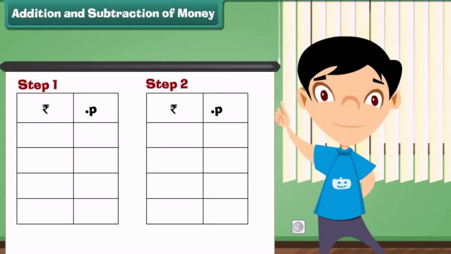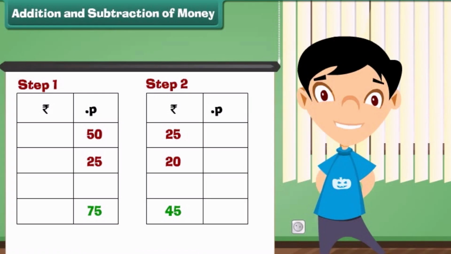Let us learn how to add 25 rupees 50 paise and 20 rupees 25 paise. Step 1. Add the numbers in the paise column. 50 plus 25 is equal to 75 paise. Write 75 under the paise column. Step 2. Add the numbers in the rupees column. 25 plus 20 is equal to rupees 45. Write 45 under the rupees column.